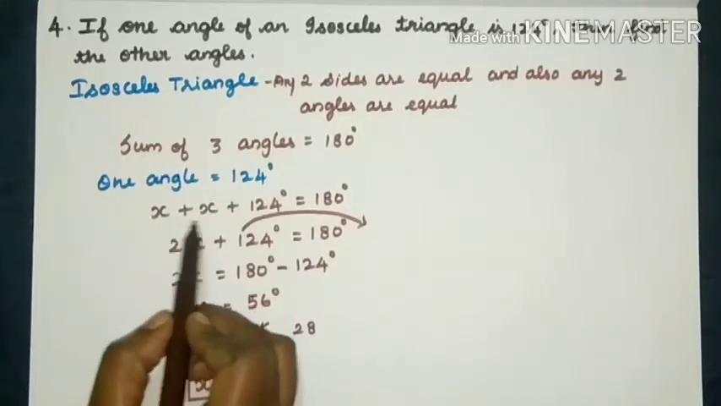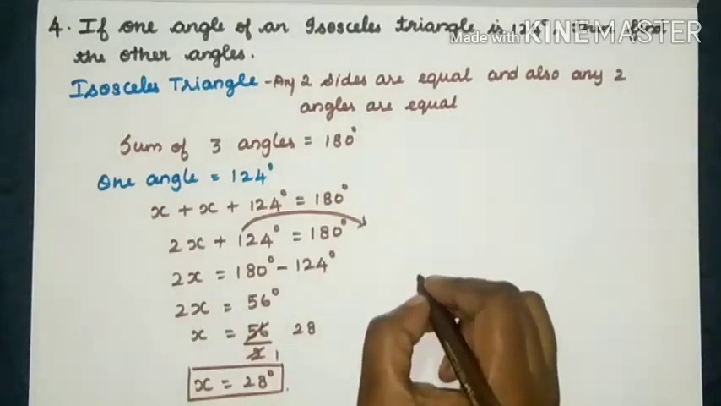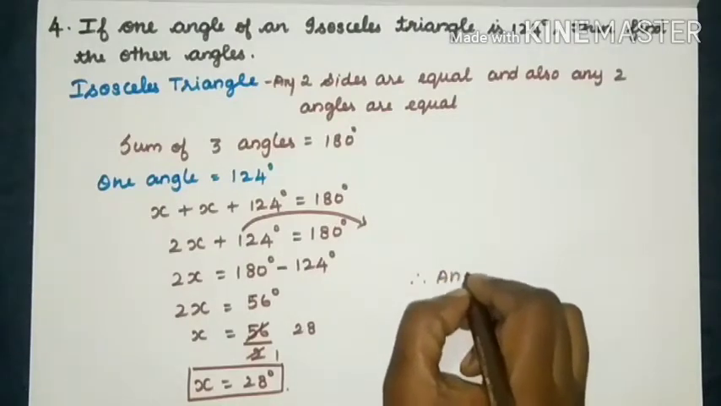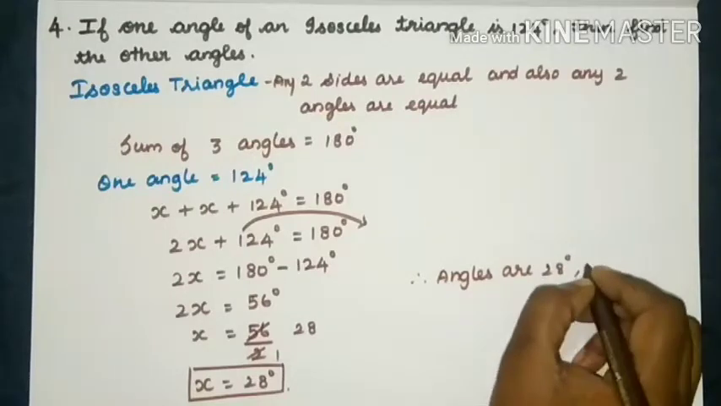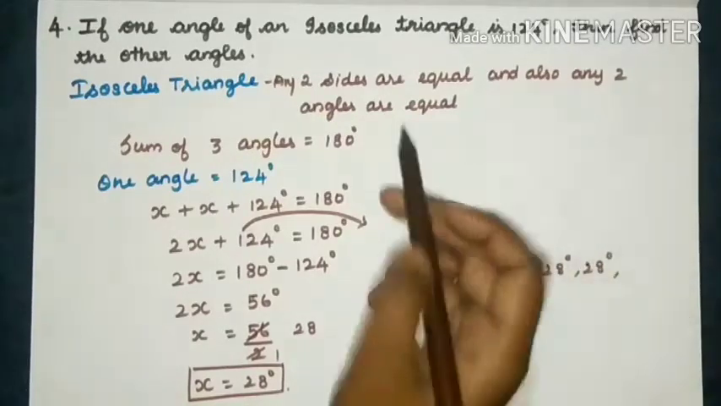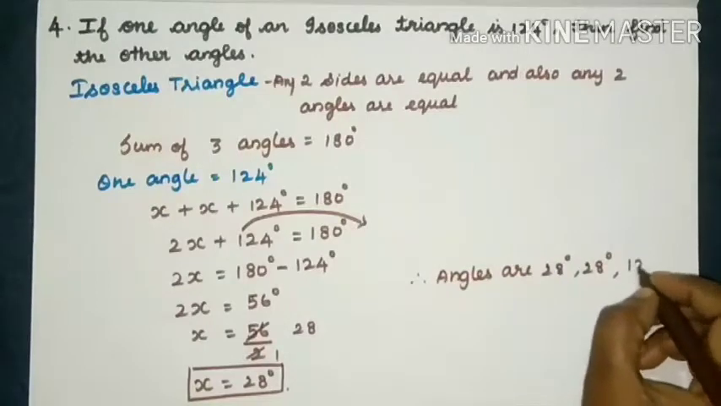Here we substituted 2x. Therefore, the angles are 28 degrees, 28 degrees, and in the question it is given that 124 degrees.